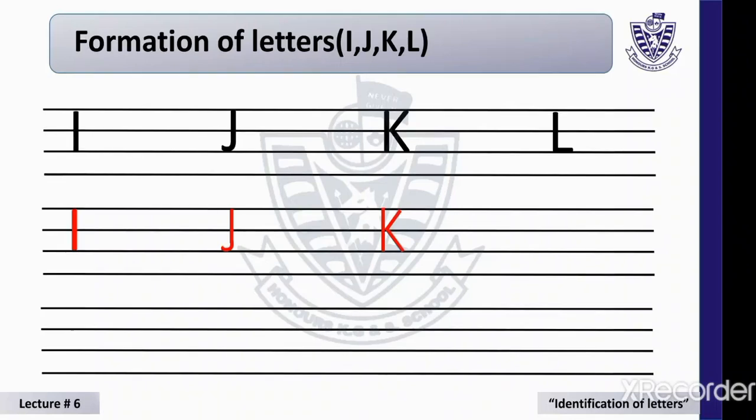The next letter is L. Put your pencil on first line and make a straight line and stop it on third line. Make a small sleeping line on third line. It will become L.